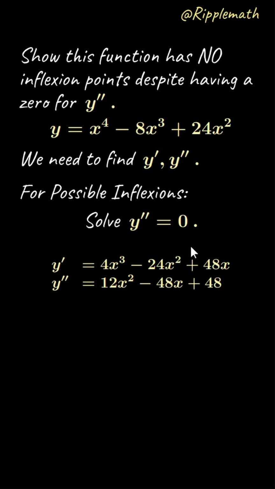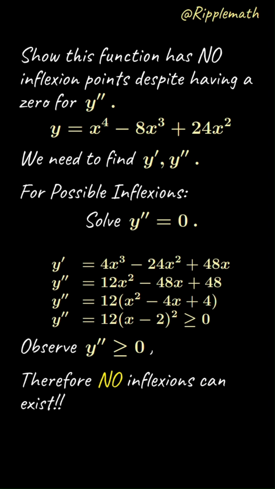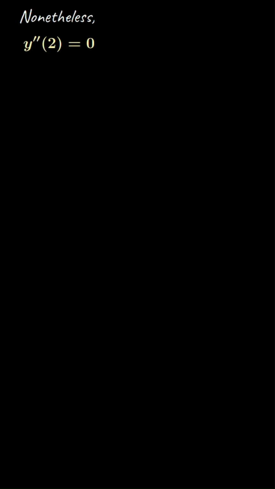Now we could just figure out whether y double dash is one sign or another, because it's a quadratic, so you could use the discriminant if you wanted to, but it's better if you just factorize it. You can see right away that it's always positive or 0, because it's got a plus number and something squared, so they can't be negative. So therefore, y double dash is always positive or 0, and therefore no inflections can occur because no sign change can ever happen.